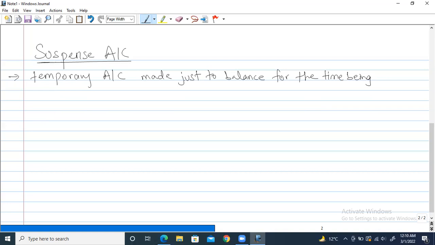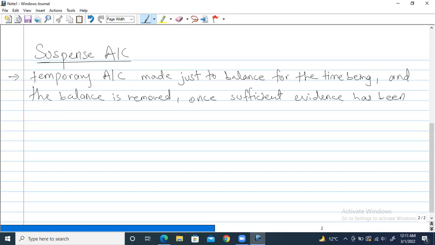Okay. So, a temporary account made just to balance for the time being, and the balance is removed once sufficient evidence has been gathered. Now I'm going to write the features of this, that this is a temporary account.